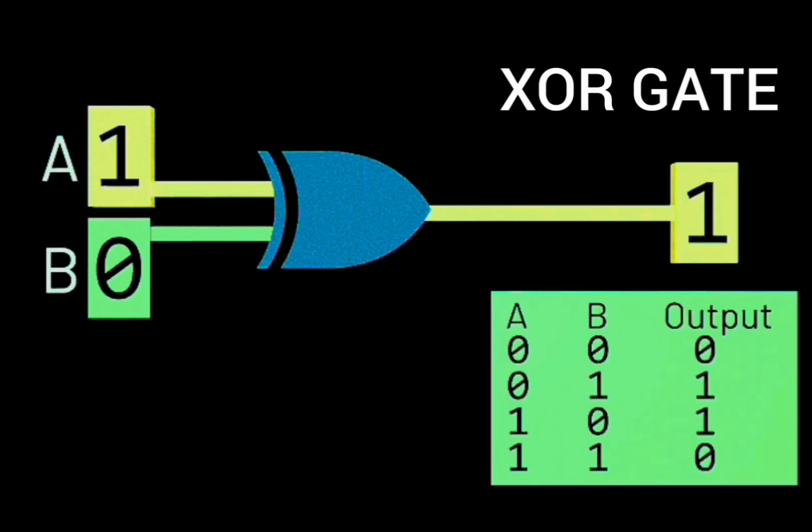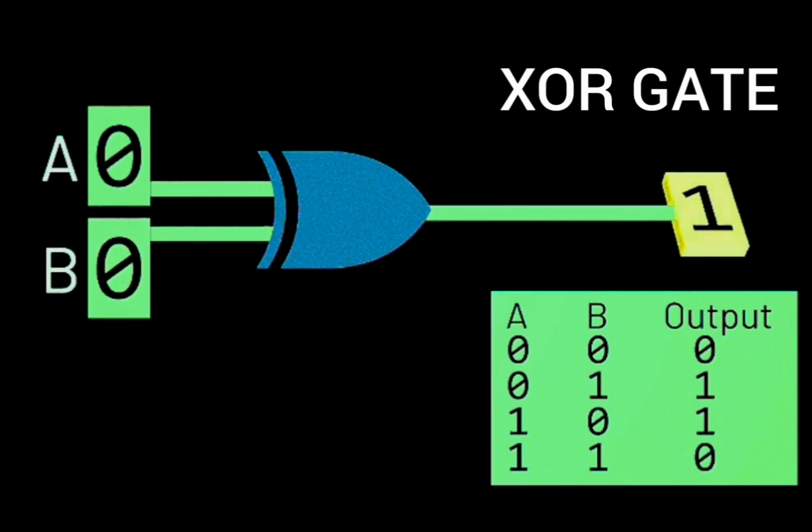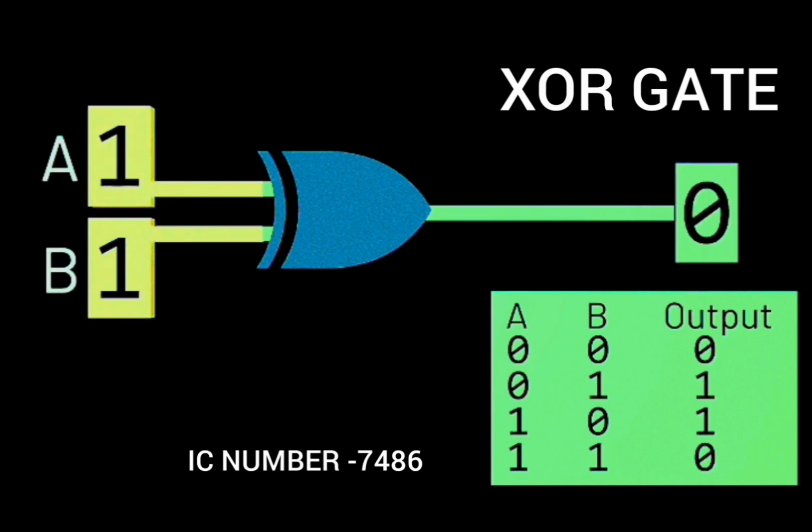Next, the exclusive gate. The XOR gate contains two or more inputs A and B. If the inputs are 0 and 0, the output becomes 0. If the inputs are 1 and 1, the output becomes 0. But in the rest of the cases, 0, 1 and 1, 0, the output becomes 1. The IC number of the XOR gate is 7486.